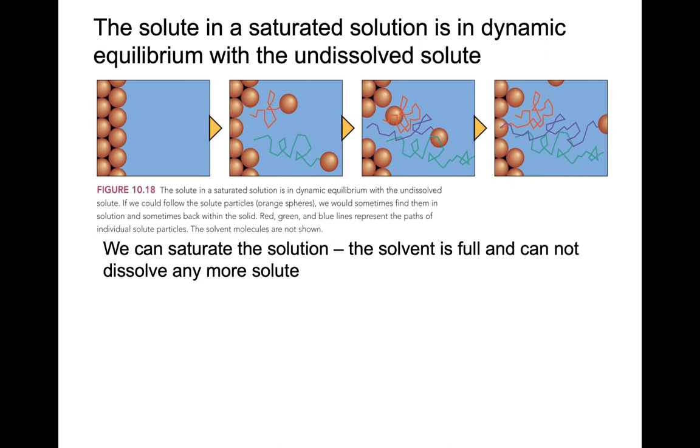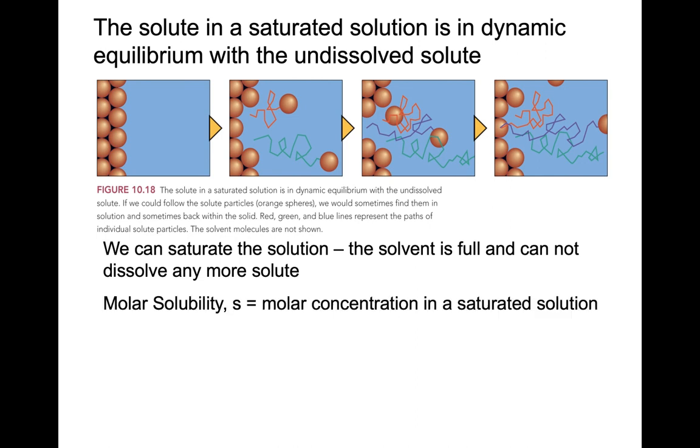So when we're thinking about this saturated solution, we imagine these particles, our molecules, or our ions, if it's an ionic solid, are in and out of solution and back in solid. So it's saturated, right? The solvent is full and cannot hold any more solute. And it's in dynamic equilibrium with a little bit of undissolved solute or solid. So we define this term molar solubility, S. That is the molar concentration of a saturated solution.